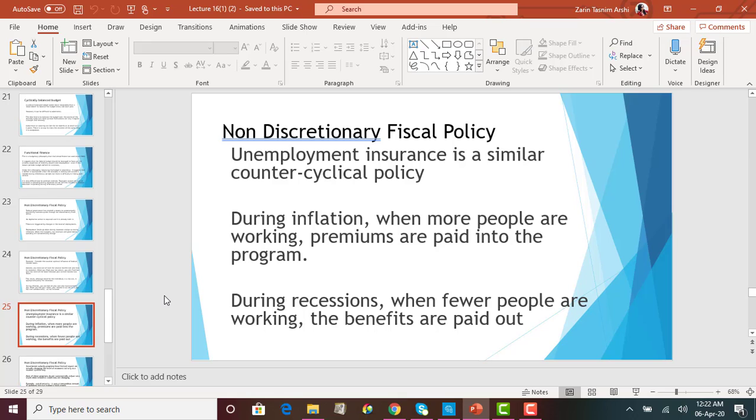Another example of non-discretionary fiscal policy is unemployment insurance. During inflation, when the economy is doing well, people work more and they pay more premiums towards the unemployment insurance program. But during recession, when people are losing jobs, these premiums are paid out. So when the level of employment falls, unemployment insurance is paid out. When the level of employment goes up, the premiums go up. So that's another example of non-discretionary policy.